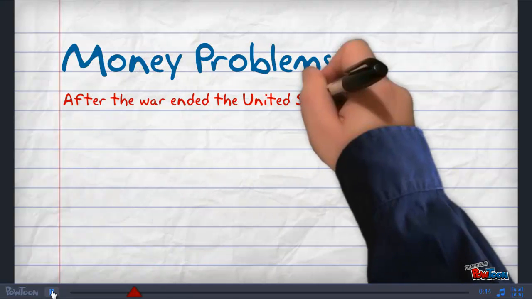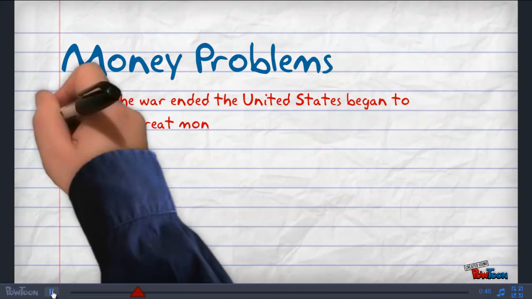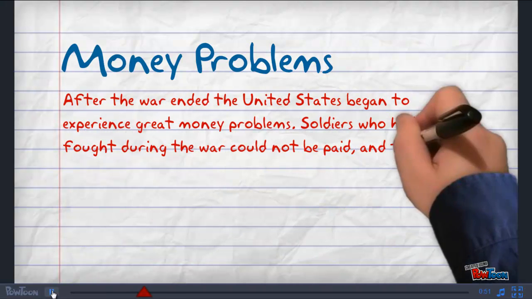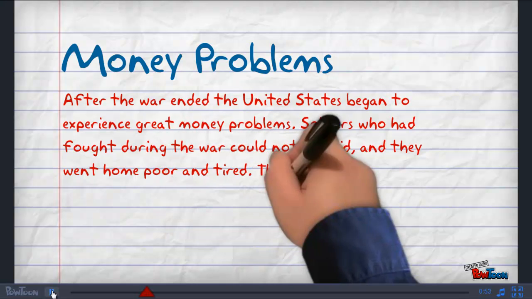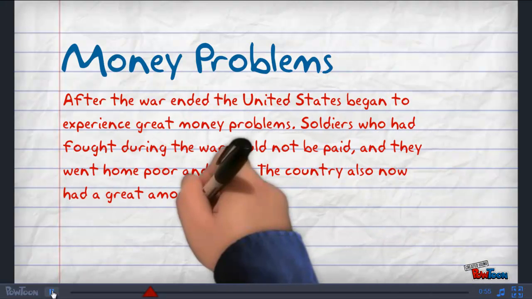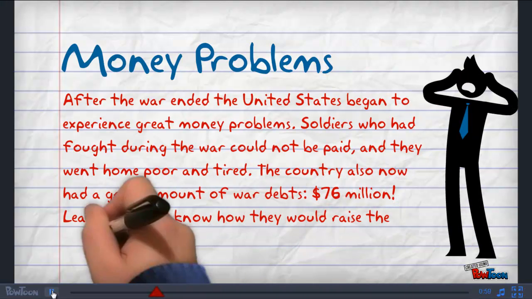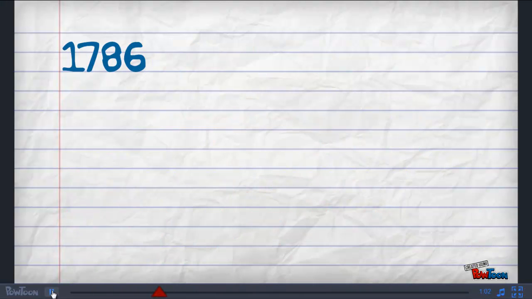After the war ended, the United States began to experience great money problems. Soldiers who had fought during the war could not be paid, and they went home poor and tired. The country also now had a great amount of war debt, $76 million. Leaders did not know how they would raise the money to pay off these debts.